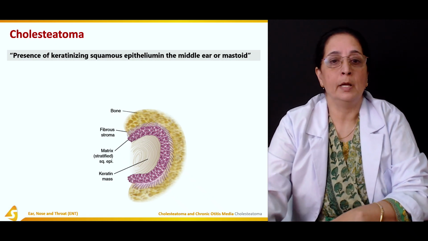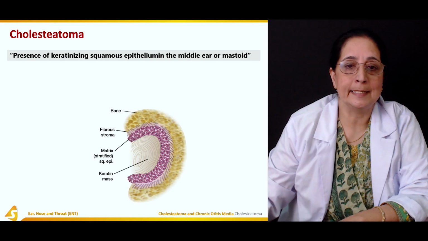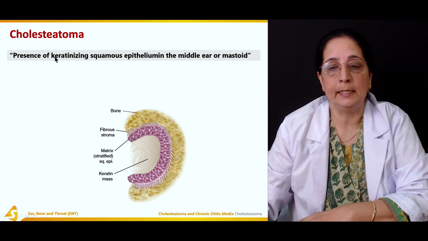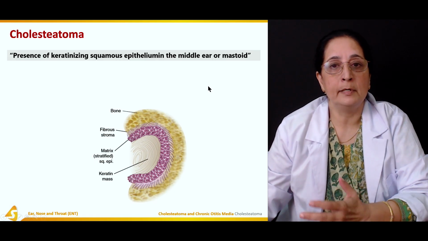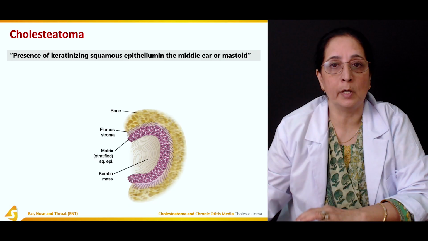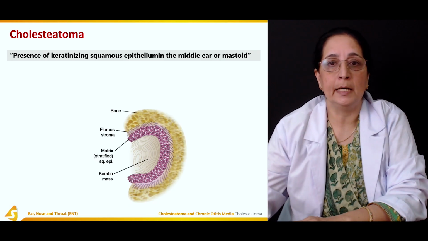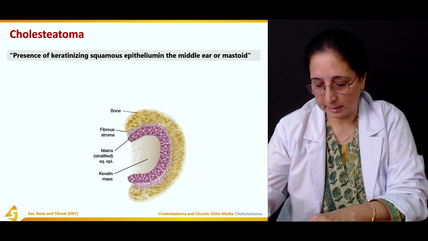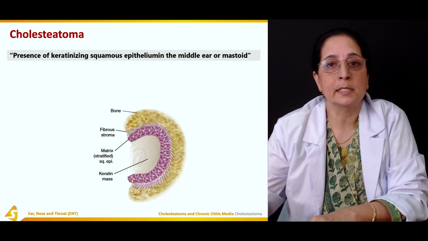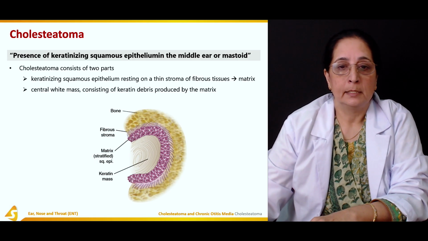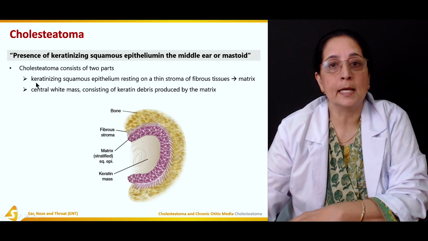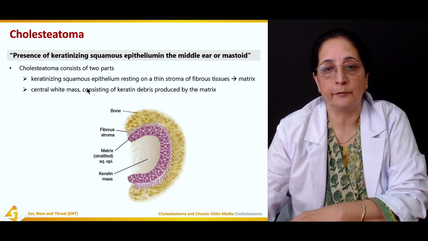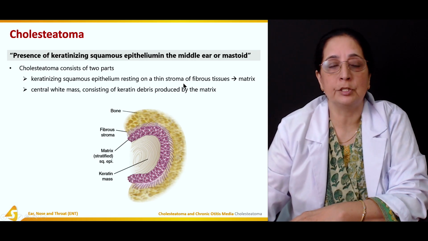So, cholesteatoma is the presence of keratinizing squamous epithelium in the middle ear or in the mastoid. Whenever there is keratinized squamous epithelium present in the middle ear or mastoid, this is known as cholesteatoma. It consists of two parts. First, we have keratinizing squamous epithelium resting on a thin stroma of fibrous tissue.